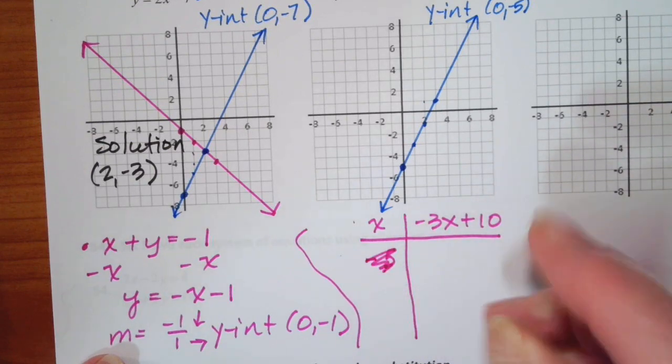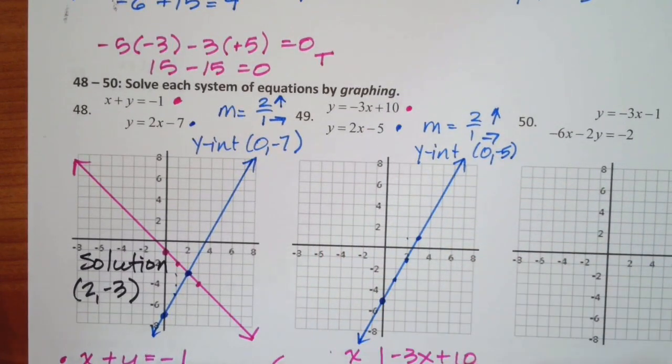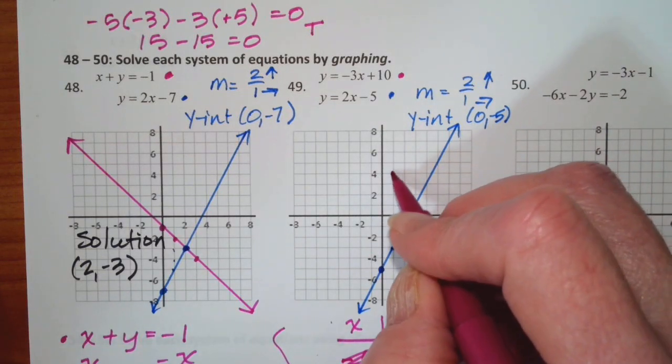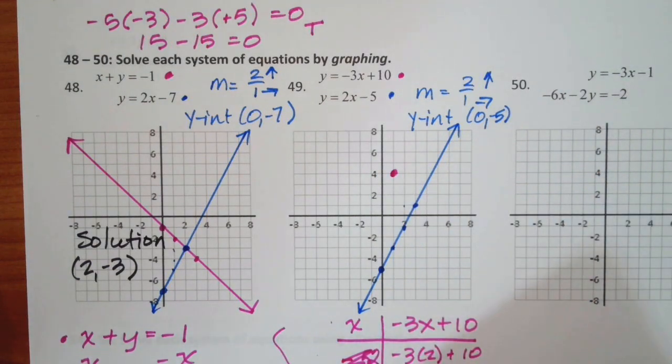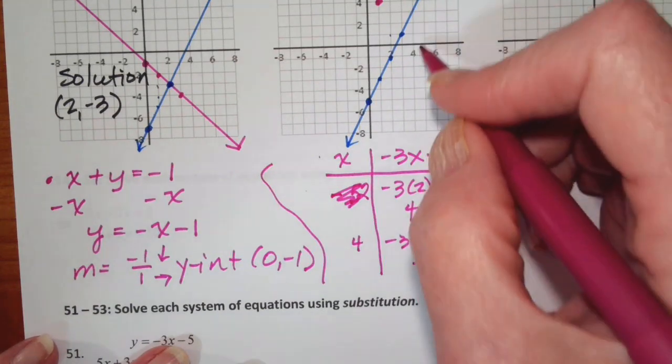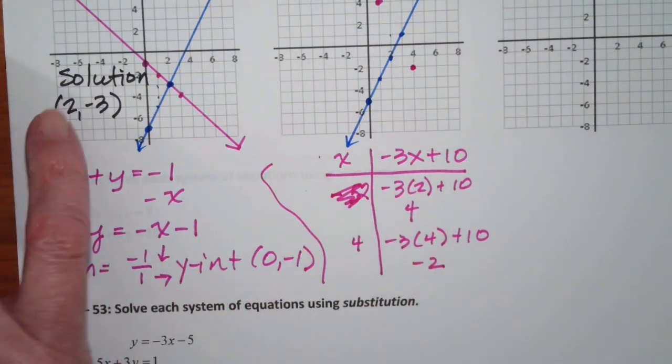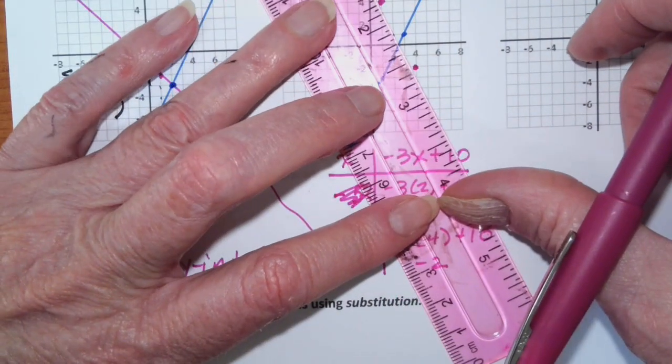I'm sorry. 10, and it goes down this way. So let's pick 2. So negative 3 times 2 plus 10 gives me 4. So I've got the point 2, 4. Let's try 4. Negative 3 times 4 plus 10 will give me negative 2, so I have the point 4, negative 2. And let's see if that's enough points to get a nice clear picture.